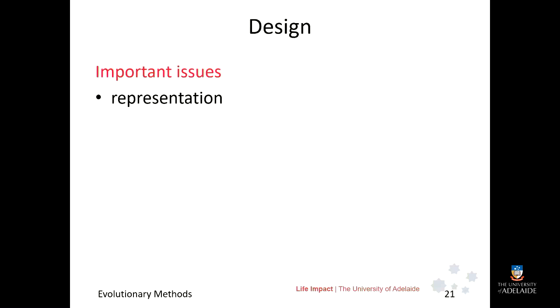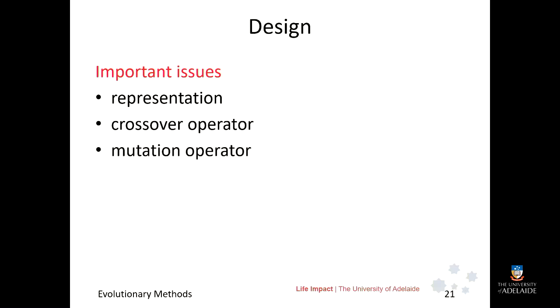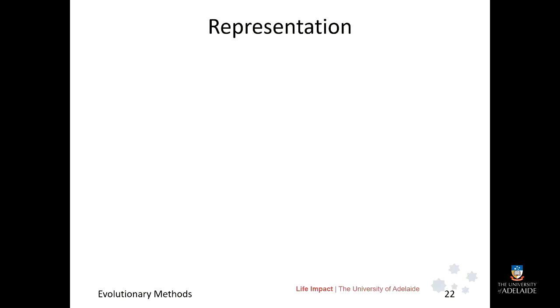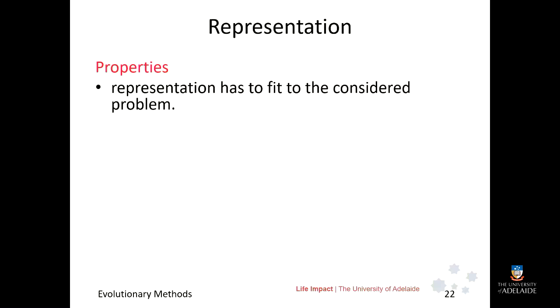So the important issues are how do we represent potential solutions? We will just look into binary strings for now. How does crossover look like? For binary strings, that's very easy, but it can be more complex if you're having more complex representations. How does mutation look like? How does selection? Okay, representation, it should somehow fit to your considered problem.